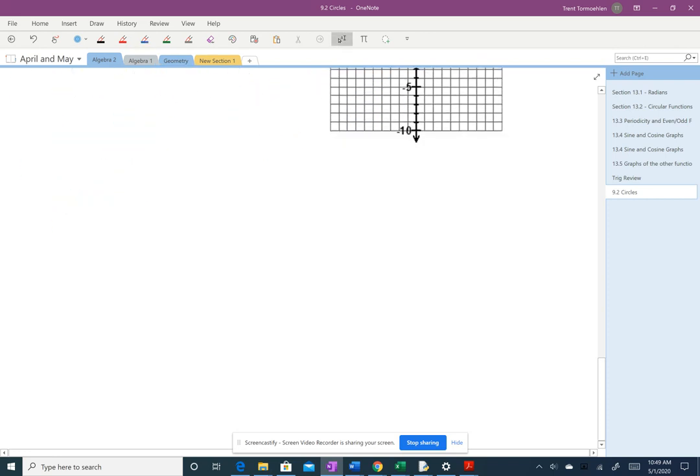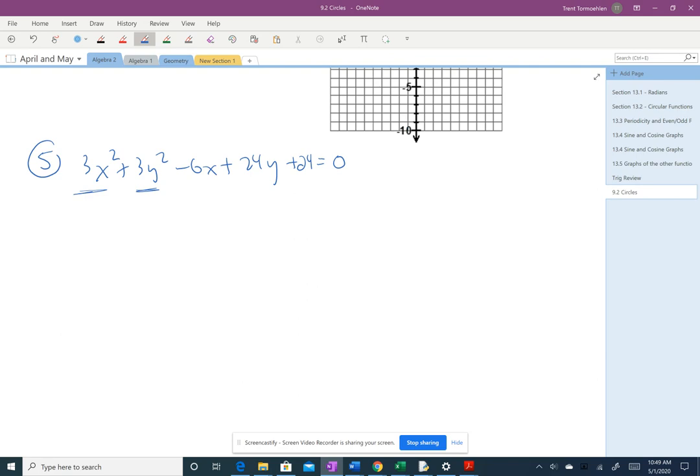A little bit more complicated one would be something that looks like this, where you have 3x squared plus 3y squared minus 6x plus 24y plus 24 equals 0. Well, that's because you've got these 3's in front of here. But remember, when we learned to complete the square when we studied quadratics, we couldn't complete it if we had a coefficient in front of the x term. And so what we do on one of these is we just divide through by 3, and we get x squared plus y squared minus 2x plus 8y plus 8 equals 0.